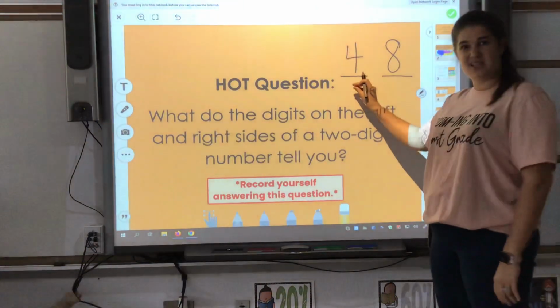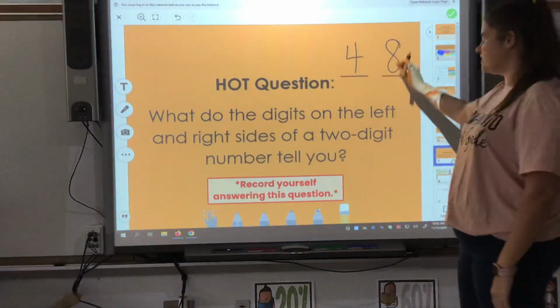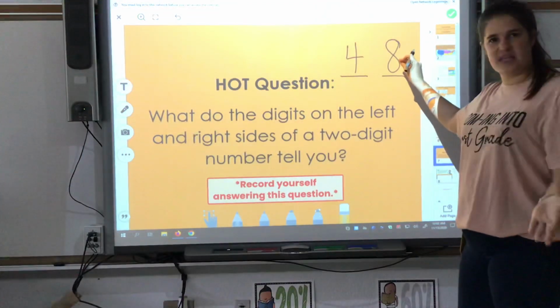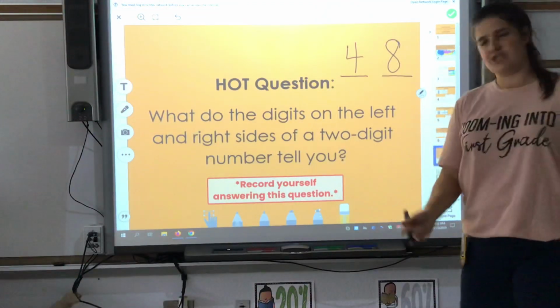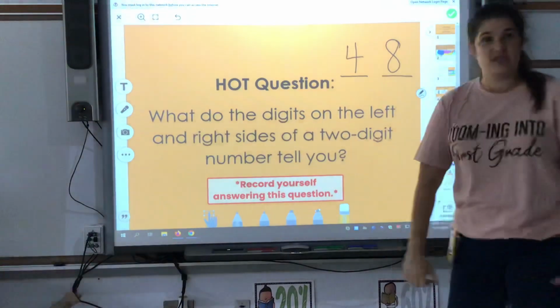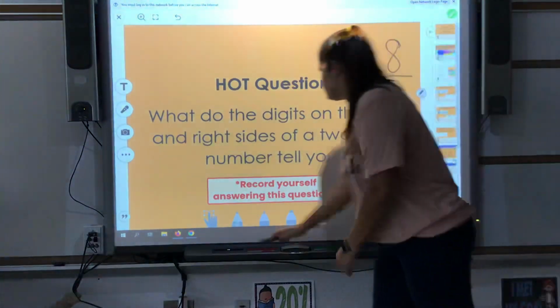Is that the 10s or the 1s? Then look at that second number. Is that the 10s or the 1s? Tell me which is which. You can use the number 48 to do it.